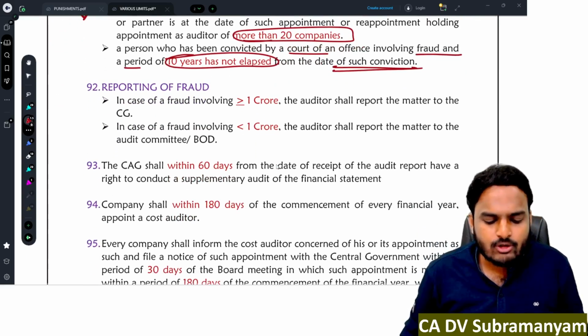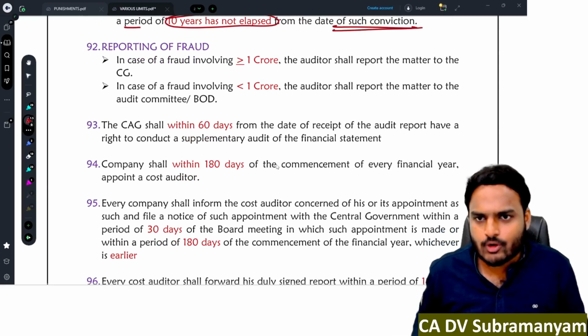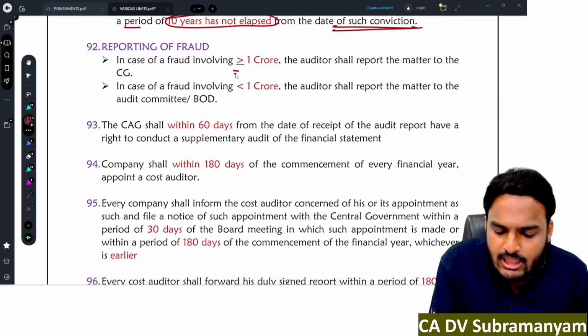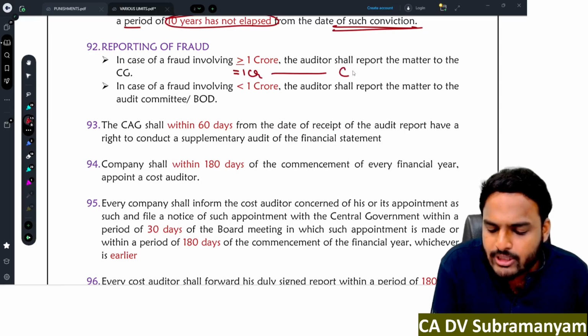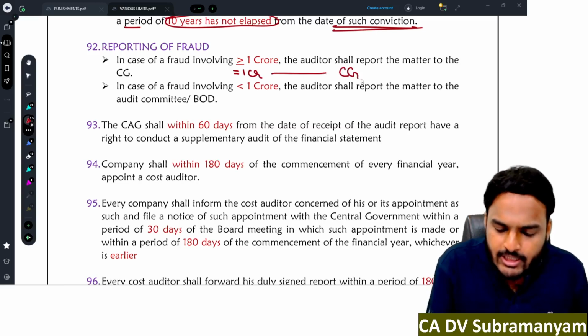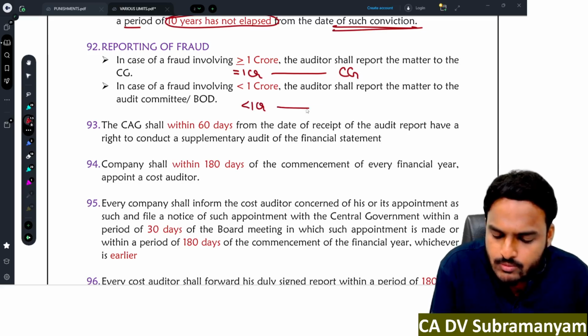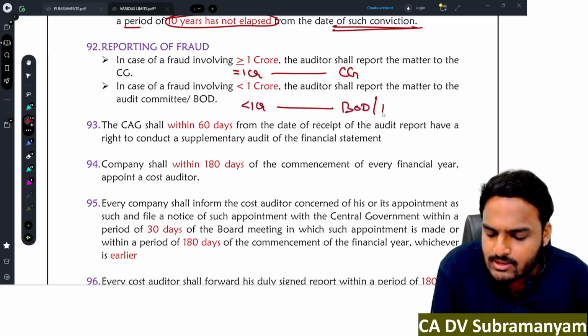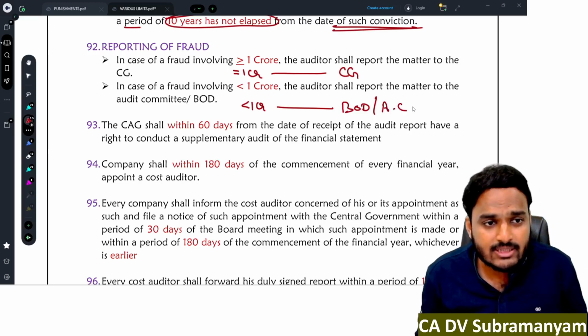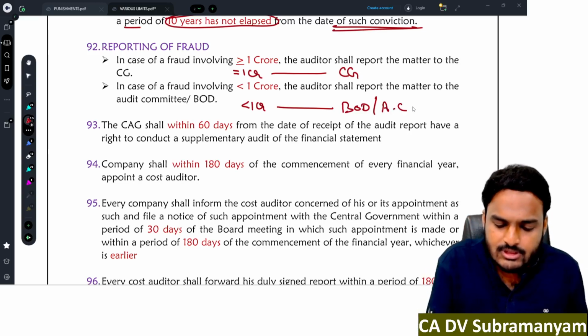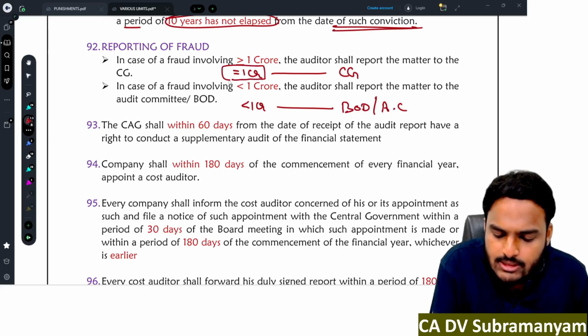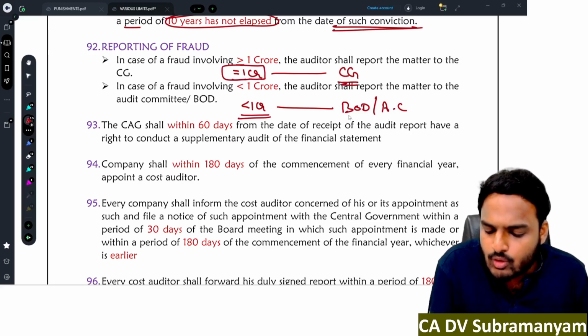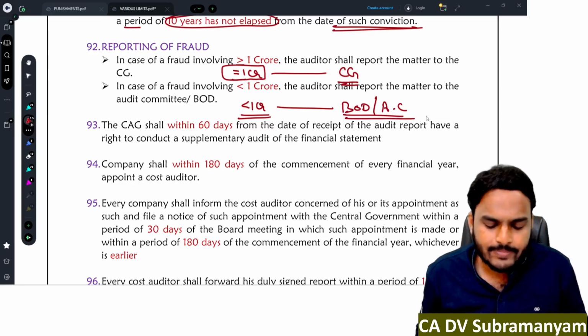Next one, reporting of frauds. If fraud amount is equal to 1 crore, then communicate with central government. If it is less than 1 crore, communicate with board of directors or communicate with audit committee if audit committee is there. Understood? Equal to 1 crore, central government. Less than 1 crore, board of directors or audit committee.